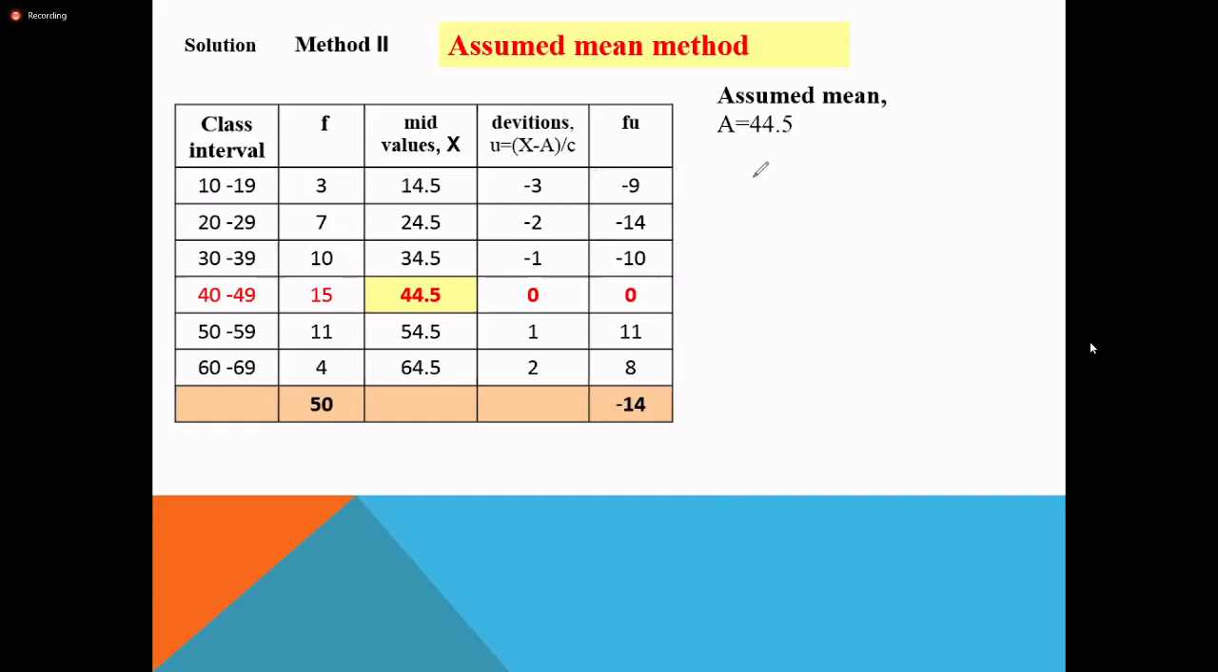Now what is the formula we have to use? We have to use the true mean. Mean, or x bar, is equal to the assumed mean plus sigma of the deviation divided by sigma of the deviation, the mean deviation.